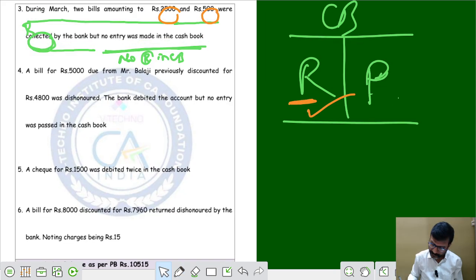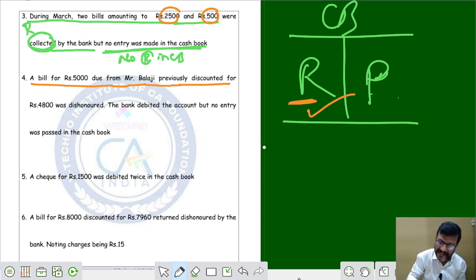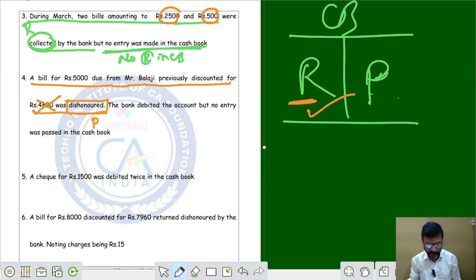A bill for what? A bill for rupees 5000 due from Balaji, previously discounted for rupees 4800, was dishonored. See my dear kids, just now I told you, whenever the checks are dishonored, dishonored means payment. When the checks are dishonored, we are not supposed to take the net value, that is the value after discount. We have to take the gross value.